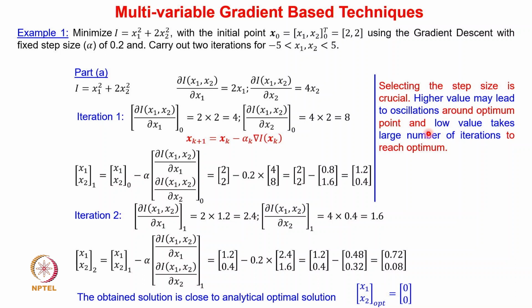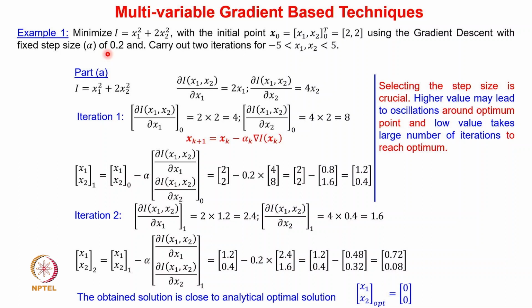So you can see that in this case 0.2 we have selected. If I select a higher value of step size, in that case I will have the oscillations even if I reach the global optimum. And if I use a very small value of step size, in that case I am going to take a large number of iterations to reach the global optimum. So clearly selecting this step size judiciously is very important.